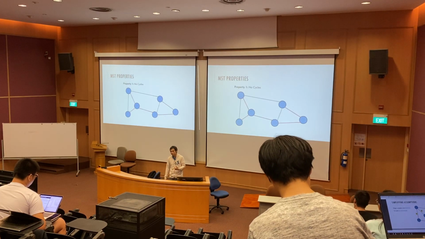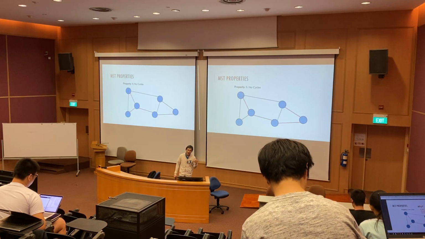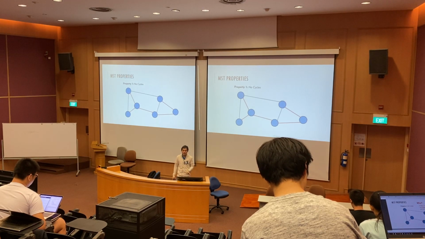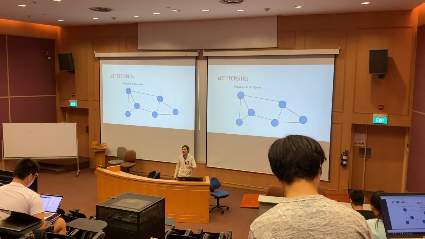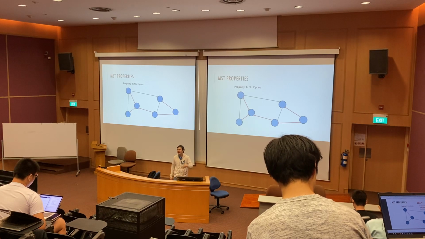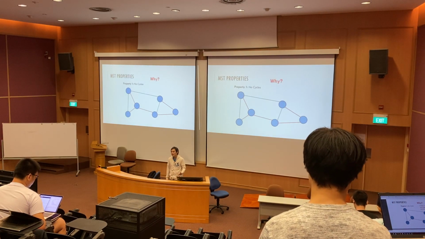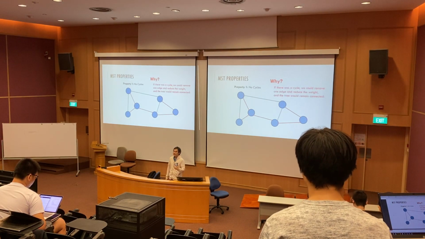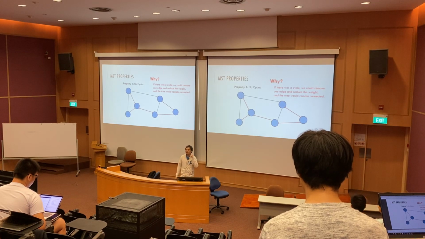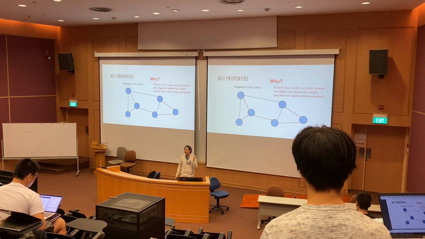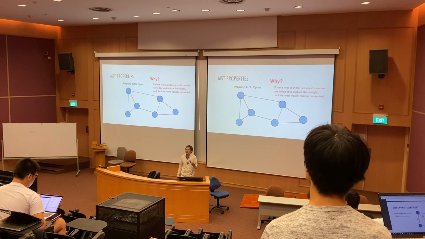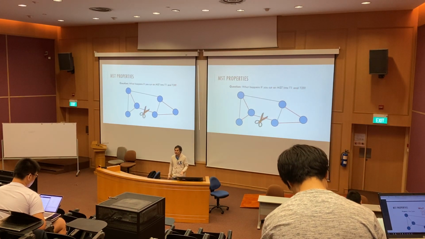Okay? So let's start off. The first property is that there are no cycles in our MST. It's called a tree anyway, so there shouldn't be any cycles. So the first property is that there is no cycle. Why is there no cycle? Well, it's very easy. If there was a cycle, we can just remove one edge, and that will reduce the weight, but the tree will remain connected. So we don't have to worry about that.